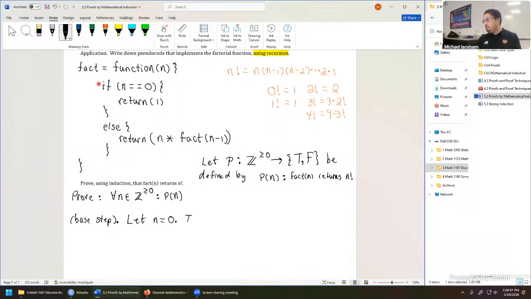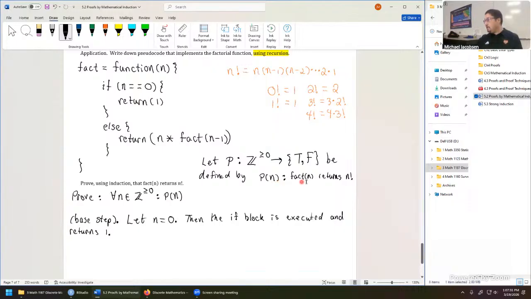Let n be 0, then the if block, there's only one, so we can say the if block is executed. And when that's executed, there's not much happening. We have an immediate return value. It's executed and returns 1.